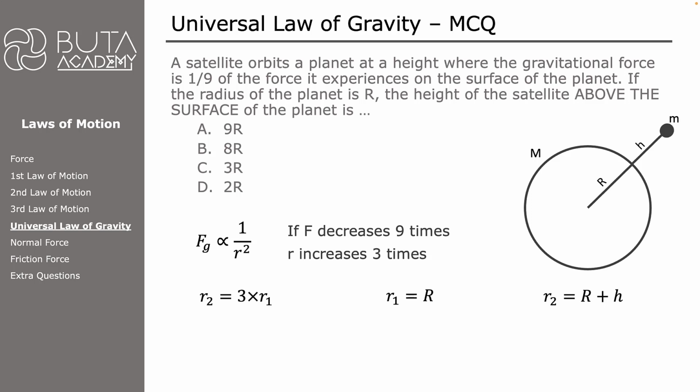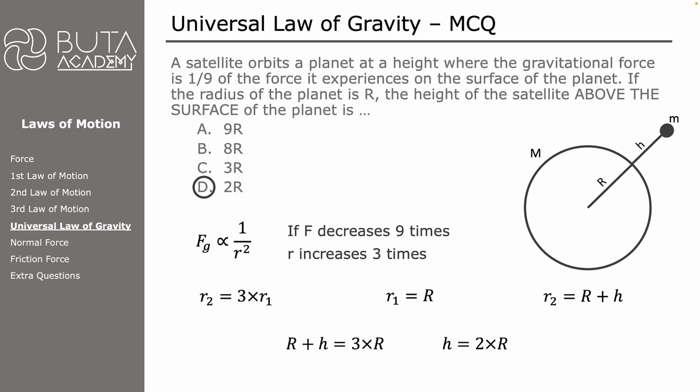After substituting r1 and r2 in the first equation, radius of the planet plus height is equal to 3 times the radius of the planet. As a result, the height is equal to 2 times radius of the planet. So, the correct answer for this question is D.